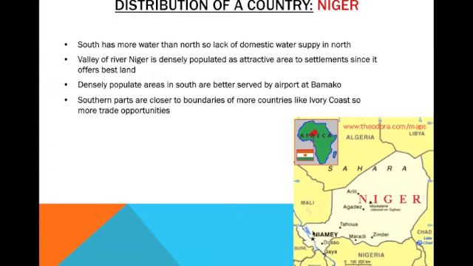Also, southern parts are closer to the boundaries of more countries, like Ivory Coast. So more trade opportunities. Let me try and move it here. Look, here in the north, you're in the region next to Algeria and Libya. But if you're here, you've got Mali, Burkina Faso, Benin, Nigeria, and here you've got the Ivory Coast. So you generally have more countries, so more trade opportunities.